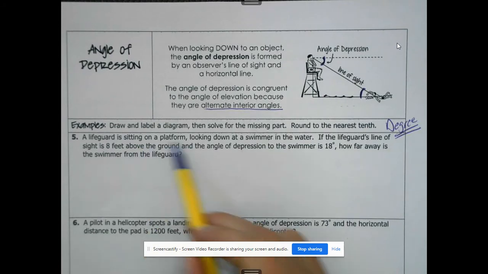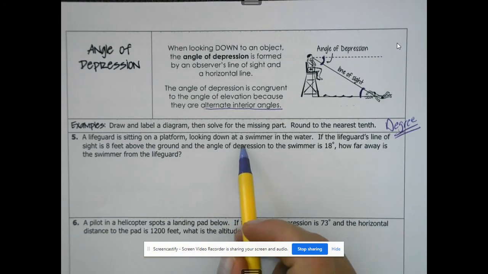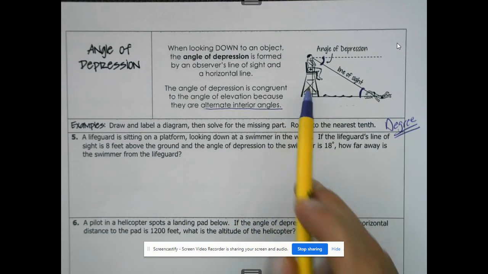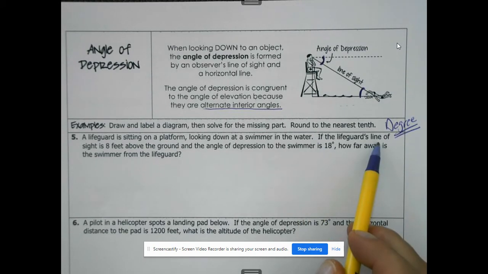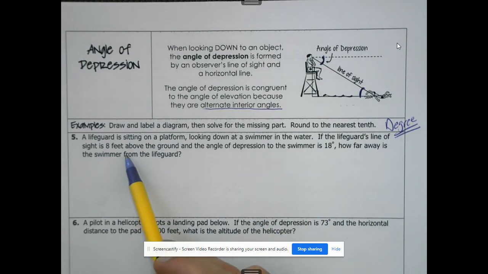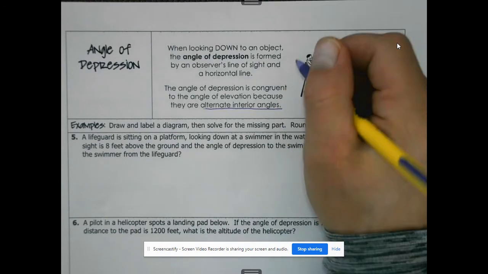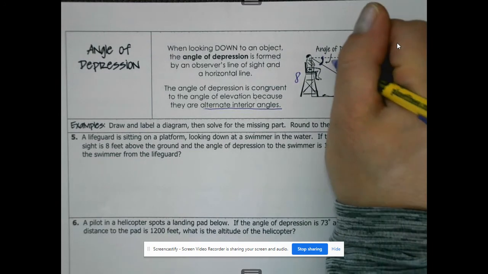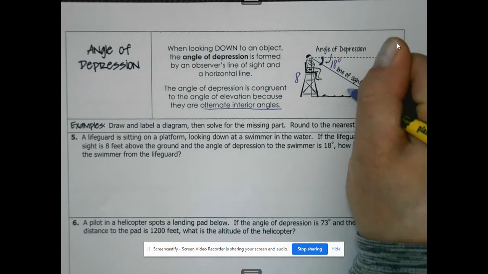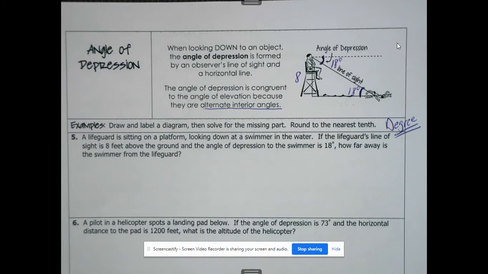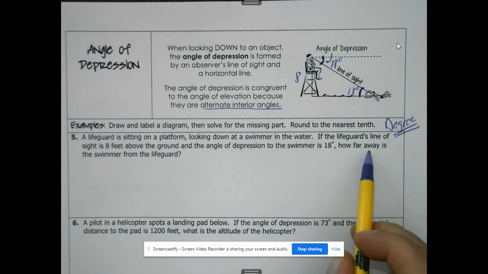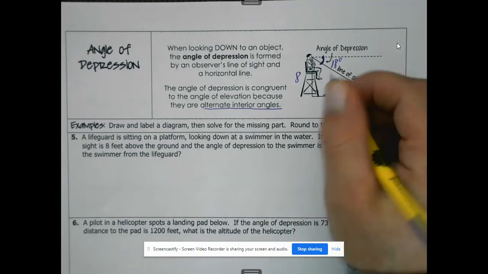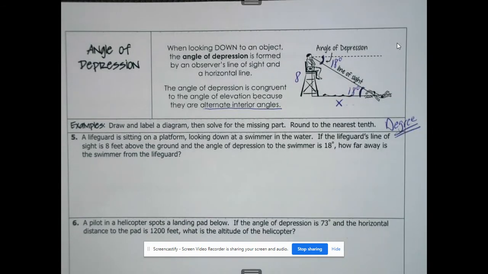A lifeguard is sitting on the platform looking down at a swimmer, kind of like this thing right here. You might use this diagram. The lifeguard's line of sight is 8 feet above the ground. He's 8 feet above the ground. The angle of depression of the swimmer is 18 degrees, which remember, that's the same thing as right there, because they're alternate interiors. How far away is the swimmer from the lifeguard? We don't know. Call it X.